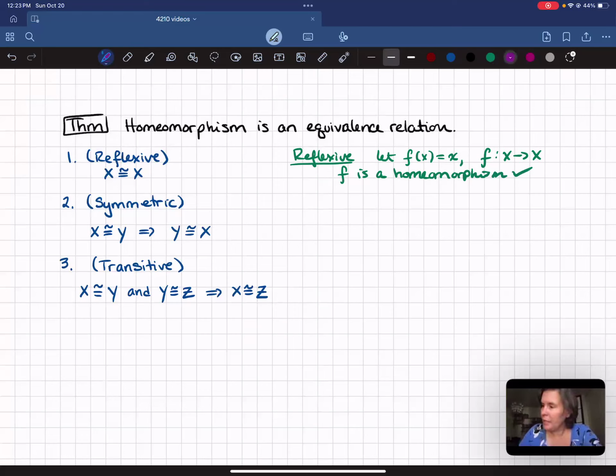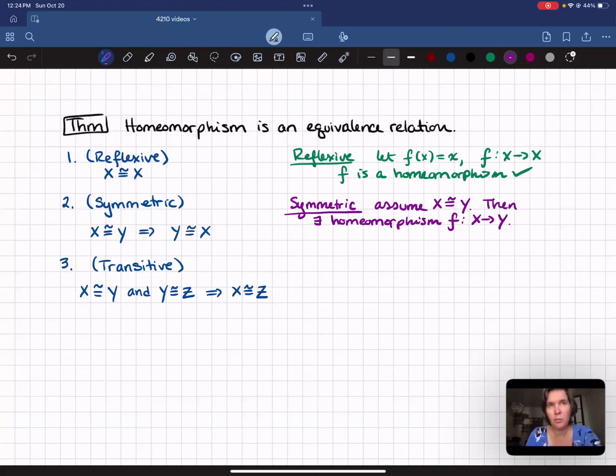Now let's talk about the symmetric property. Here we're proving that if X is homeomorphic to Y, then Y is homeomorphic to X. So let's assume that X is homeomorphic to Y. That means there's at least one function, a homeomorphism, F from X to Y. Because it's a homeomorphism, it's one-to-one and onto, which means its inverse exists, and F is continuous, and also F inverse is continuous.